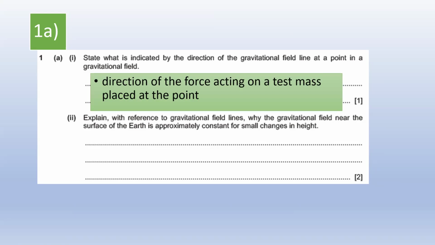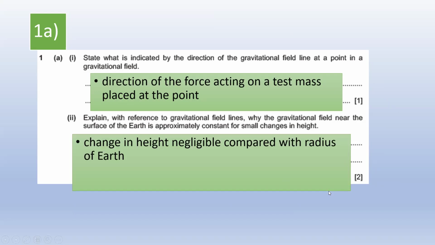Explain with reference to gravitational field lines why the gravitational field near the surface of the Earth is approximately constant for small changes in height. Change in height is negligible. Not a sufficient answer. Negligible compared with the radius of the Earth. That's why the change in height is negligible compared with the radius of the Earth. That's one point. So the field lines are effectively parallel.